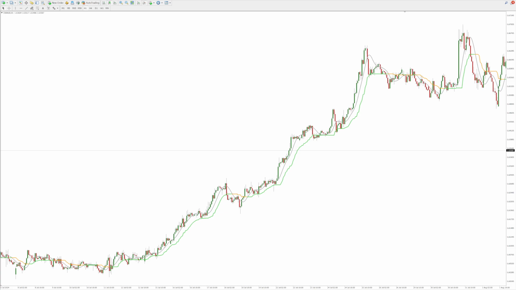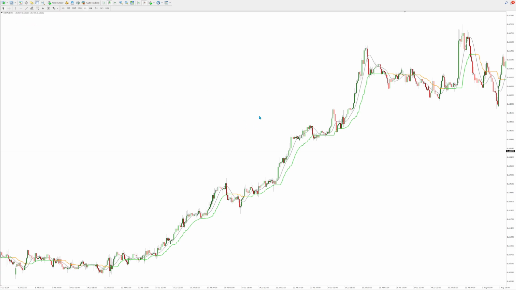This strategy you can also use with a standard moving average, simple moving average, exponential, weighted, or smoothed moving averages. You can also use multiple moving averages, a slow and a fast, perhaps like a 14 period with a 35 period moving average, and just look for crossovers.